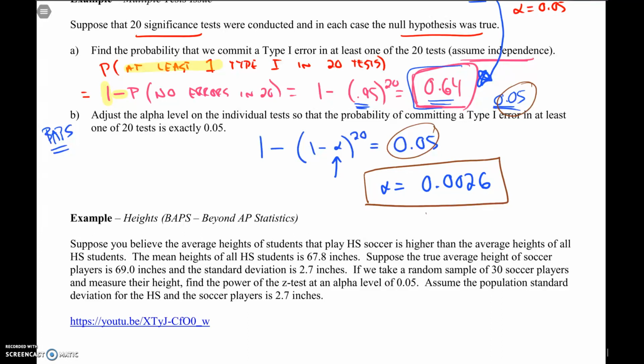Then the probability that you get at least one type 1 error in one of those 20 tests is going to be 5%. What you really should just know is that when you run multiple tests, it increases the probability of making a type 1 error.